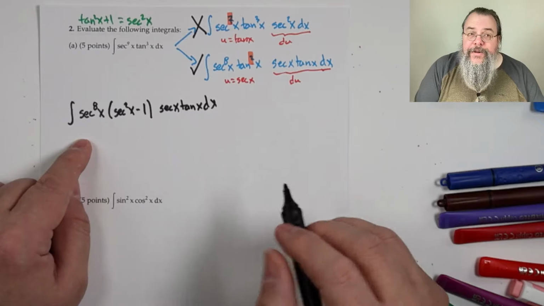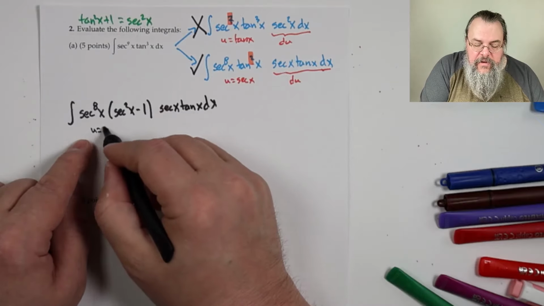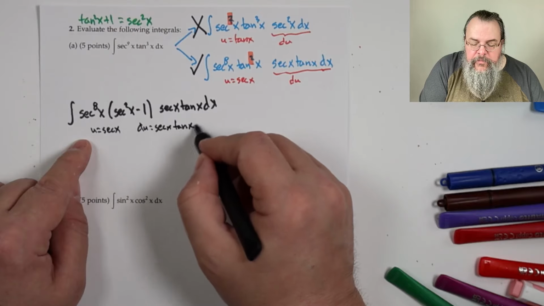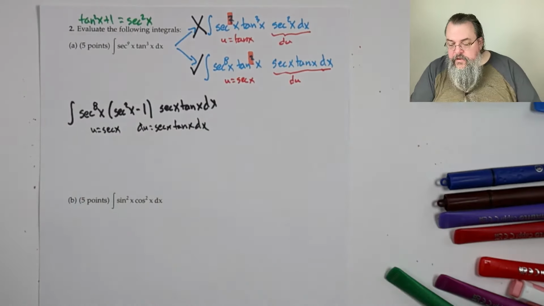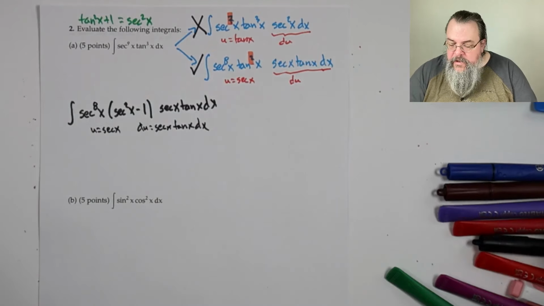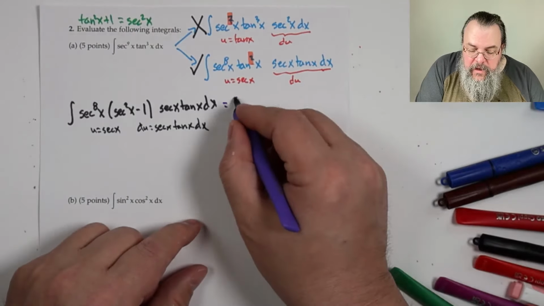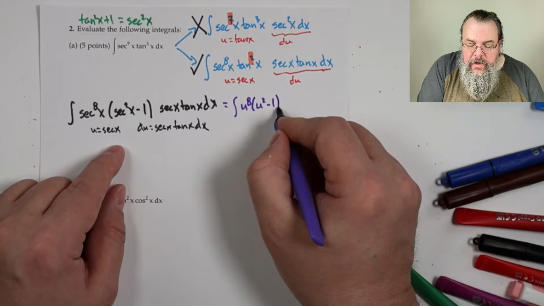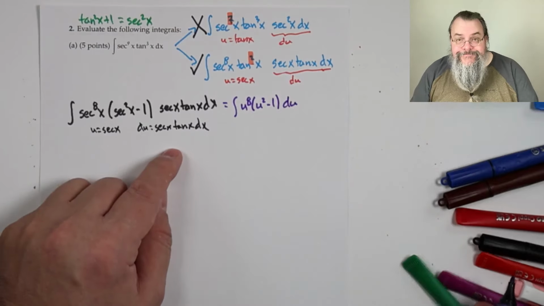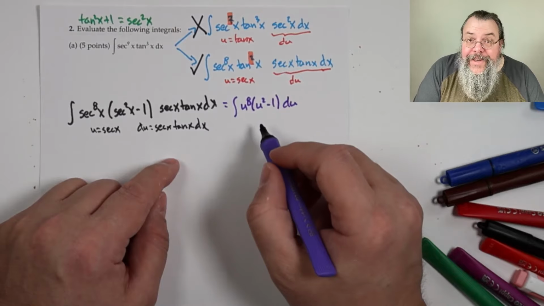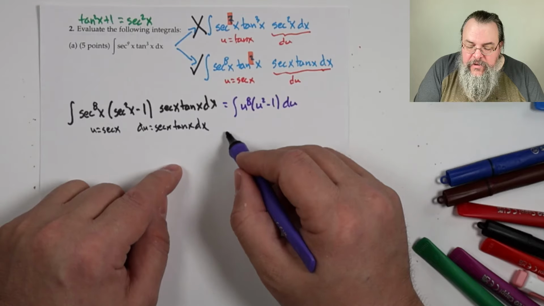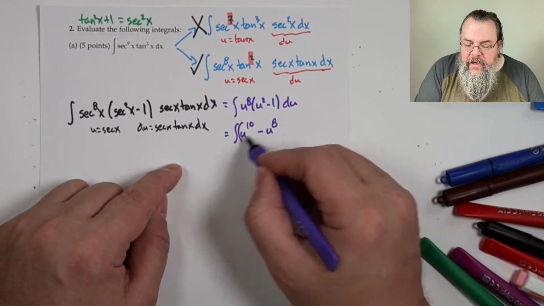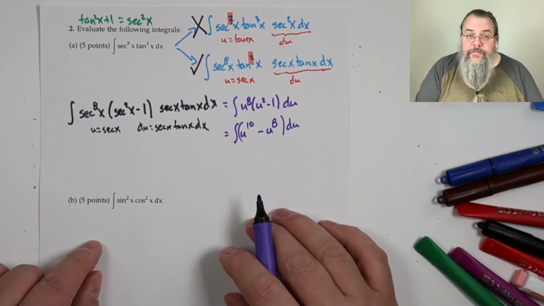And we're ready to do the substitution. U equals secant x, du equals secant x tangent x dx. And if we do that substitution, what do we have? Well, we get the following. This becomes our integral of u to the 8th times u squared minus 1 du. And this is nice. We can distribute the u to the 8th through, so this becomes the integral u to the 10th minus u to the 8th. And these are integrals we can do.